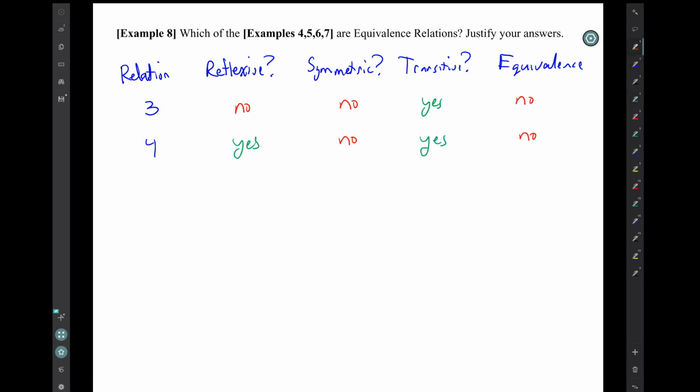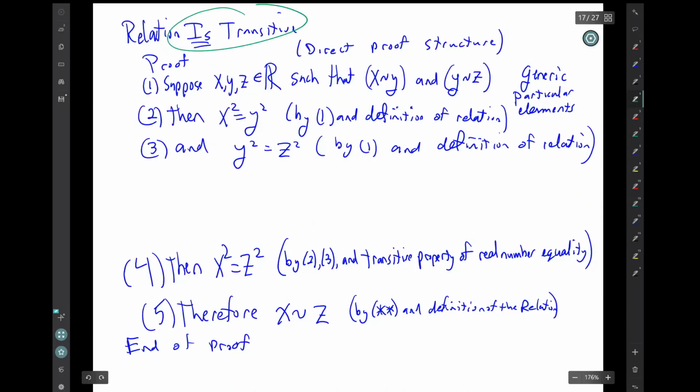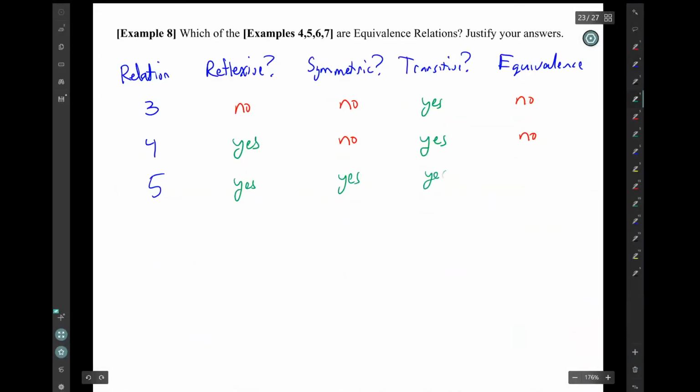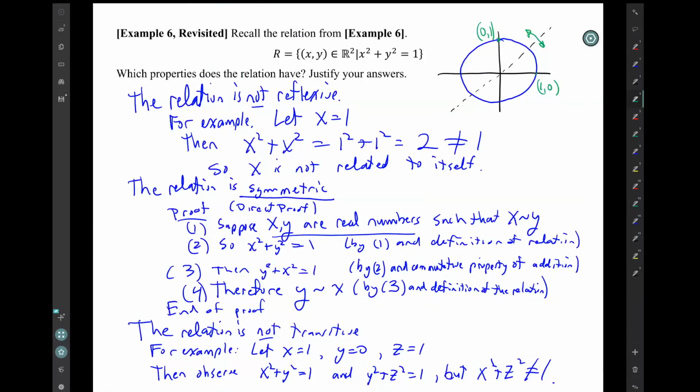Let's go back and look at relation 5. Relation 5 was this relation. To say x is related to y means that x squared equals y squared. Notice that that relation was reflexive, it was symmetric, and it was transitive. So relation 5 is an equivalence relation. Let's go back up and look at 6. Relation 6 was the circle relation. That relation was not reflexive and was not transitive. It was symmetric, that was cool, but it's not qualified to be called an equivalence relation.